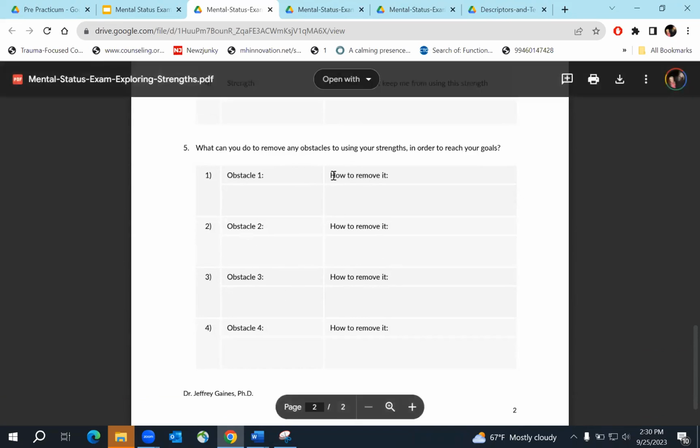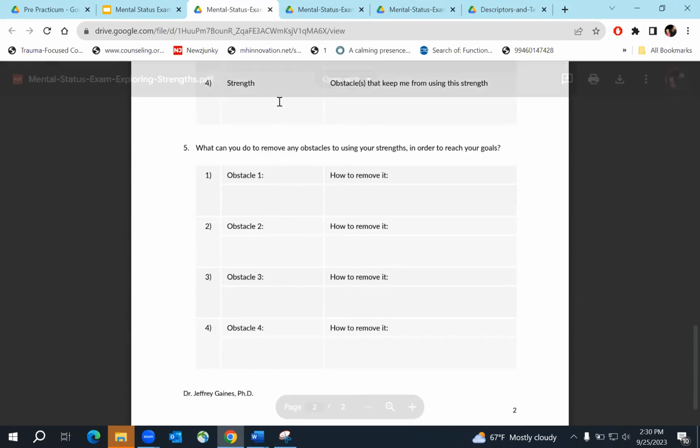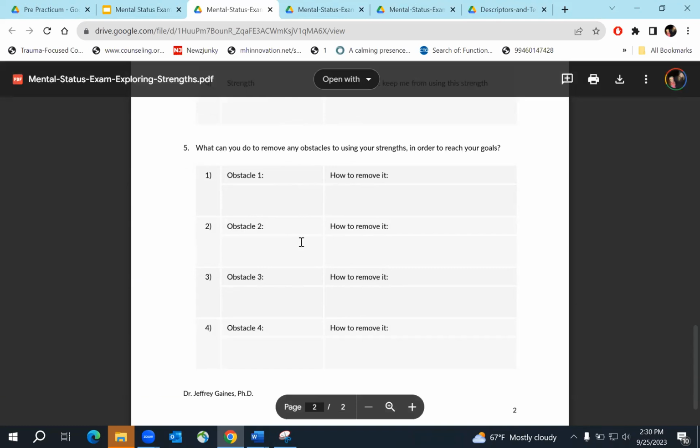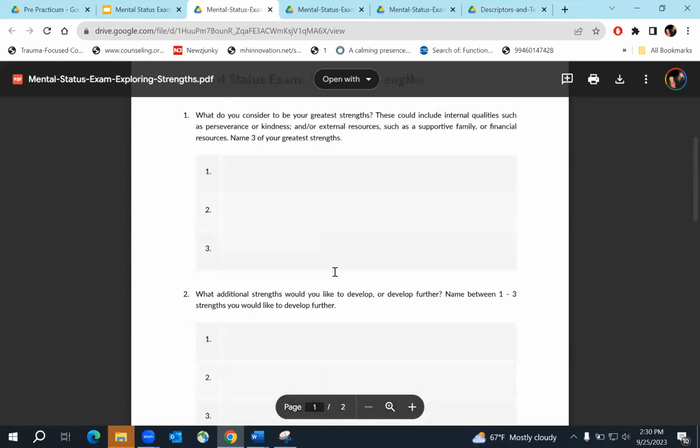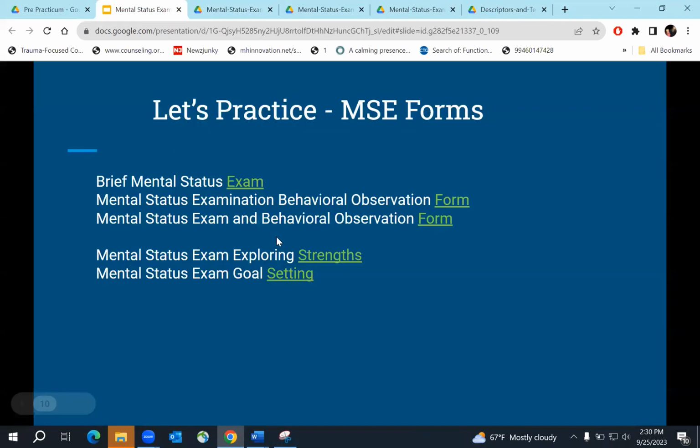So this part is really important because it gives your client agency around those obstacles. Everybody has obstacles in the way, right? But if we can think about what we can do to get past those obstacles to be the best person we can be, your client will have a better prognosis moving forward.